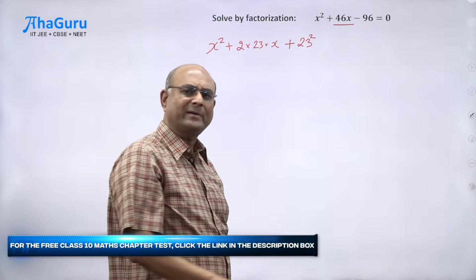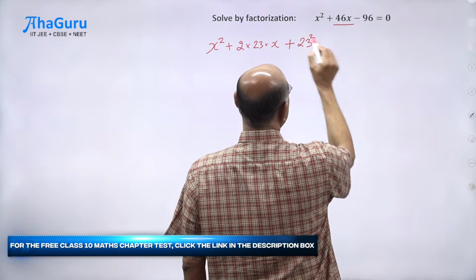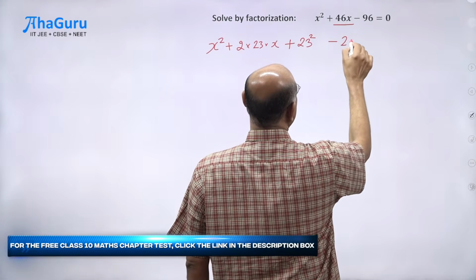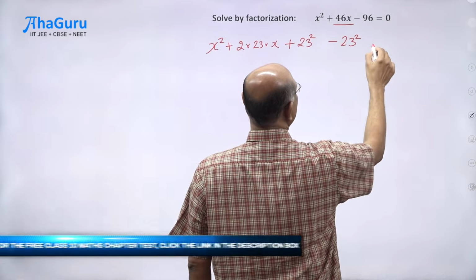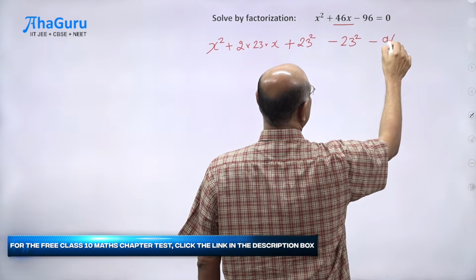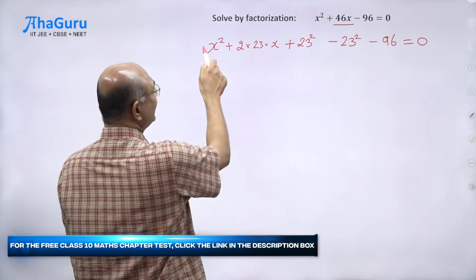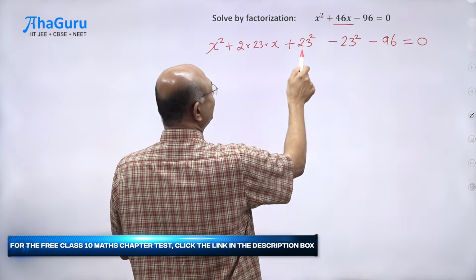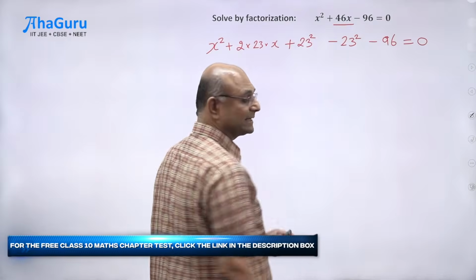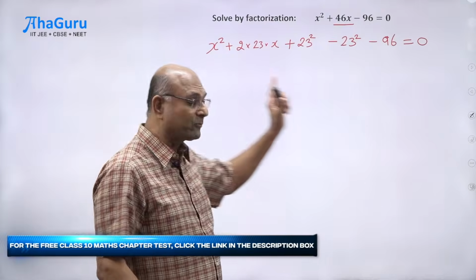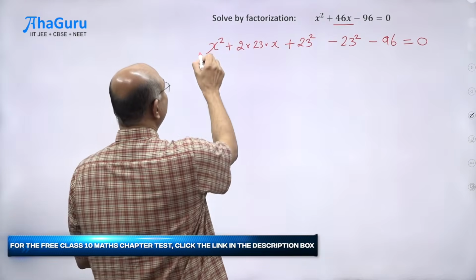But that was not there in the question. Okay, so subtract it. Since we have added 23 square, I'm going to subtract 23 square. And of course, there was already a 96, right? Minus 96, and that whole thing has to be 0. Notice that nothing has changed. X square, this is 46x. These two will cancel out, minus 96. So I have not changed the question. Same question, just that I have written it this way.